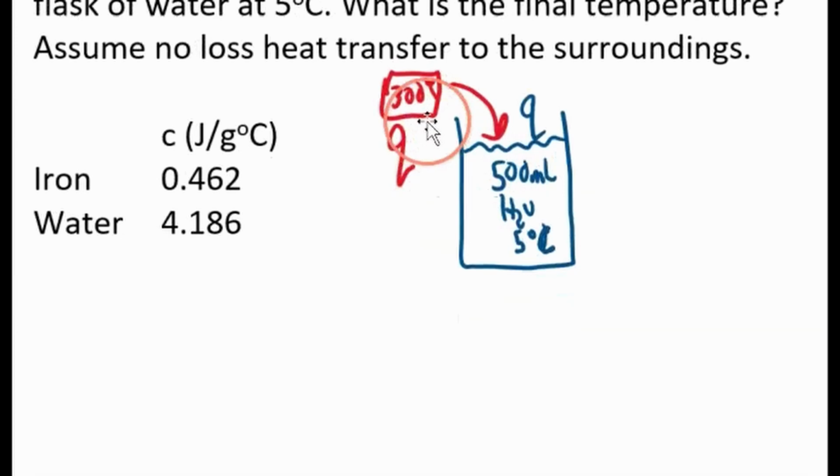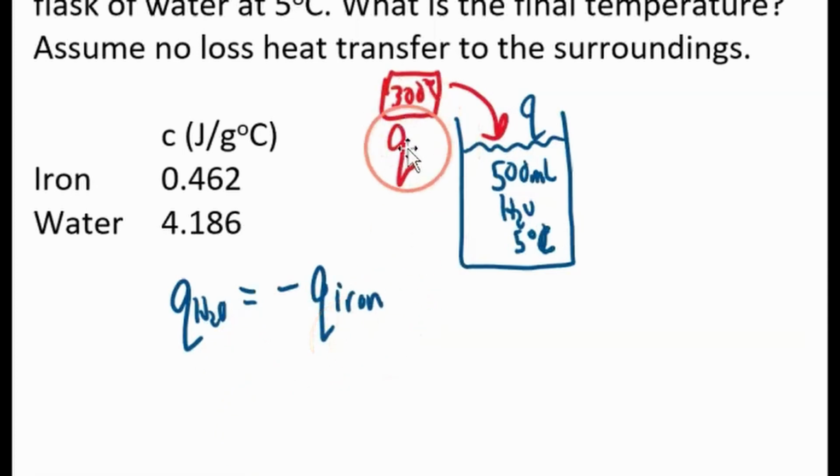So we can say that Q of the iron is going to be equal. Now this is negative, right? This is a negative number. So maybe I'll write this as the water first, just so it's a little less confusing. Q of the water. This is going to be a positive number because the water is gaining energy. So this is positive. Q of H2O, the heat transferred to water, is equal to the negative of the Q, the heat transferred from the iron here, because the iron is losing energy.